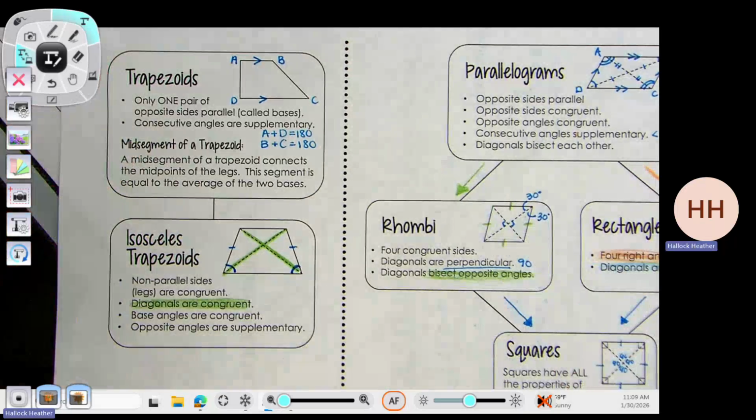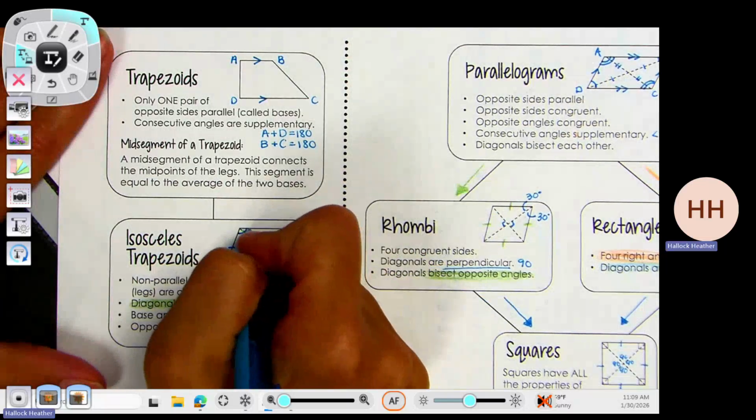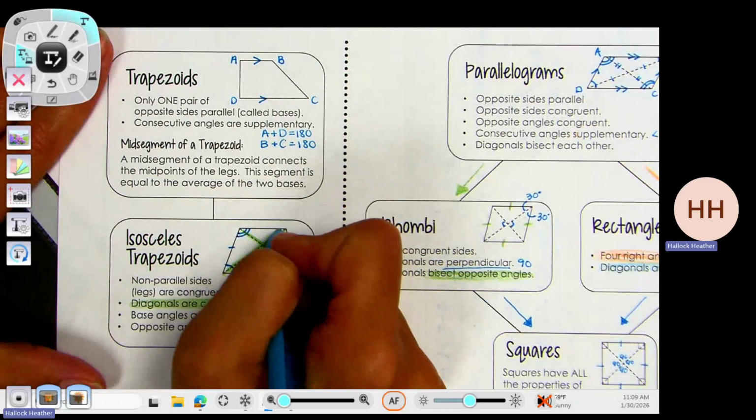That's the base angles. Also, your picture can flip upside down. So the top angles also match. So we're gonna put a little arc here. 2 arcs match 2 arcs. So those are congruent.